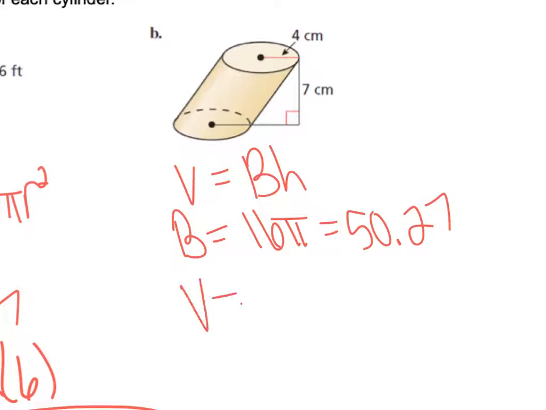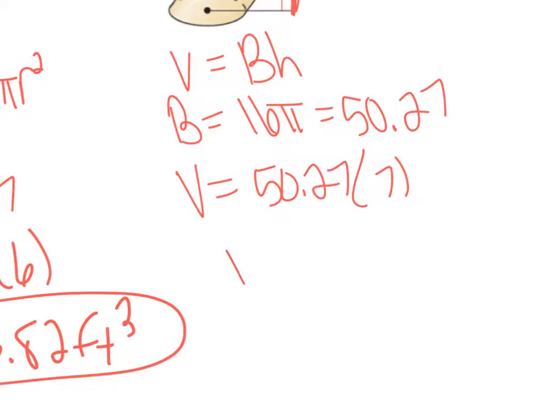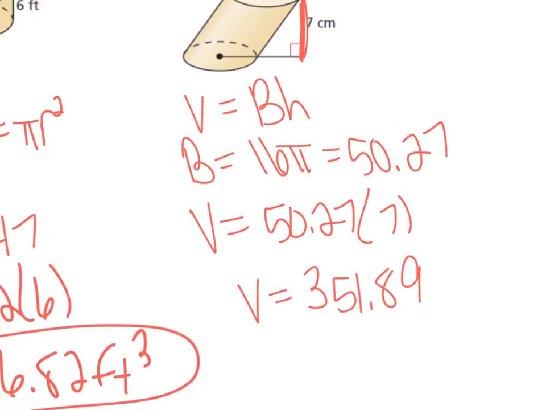And then our volume is going to be the area of our base times our height, which is the distance between the two bases. As you can see, that's 7. And you multiply them together and you get 351.89 centimeters cubed.